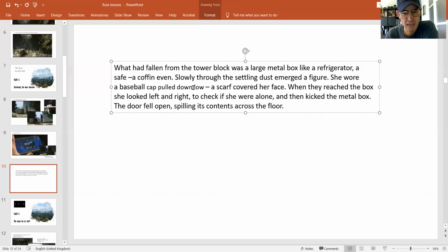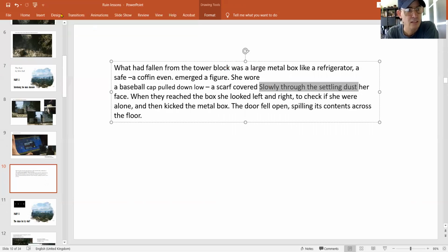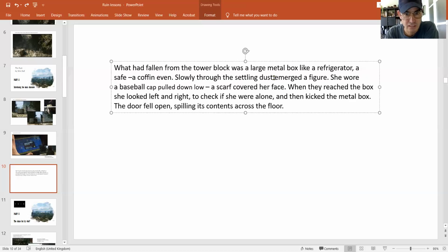I had a little look through here. Slowly through the settling dust, a figure emerged. That's really a fronted adverbial and a main clause, isn't it? So slowly through the settling dust, yeah. All of this bit here tells us when did this verb happen? When did this emerging happen? It happened when the dust was slowly settling. So really we need a little comma in there. Slowly through the settling dust, emerged a figure.